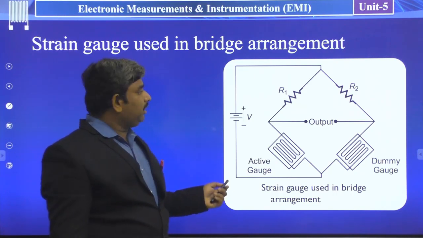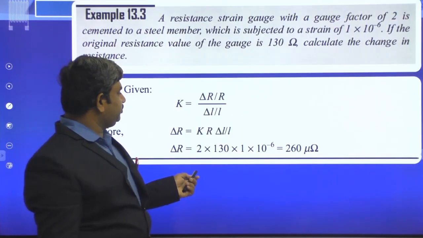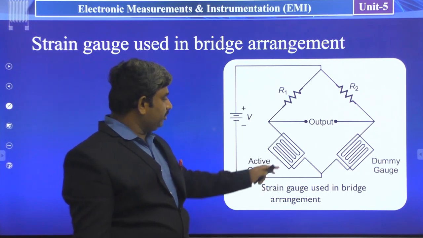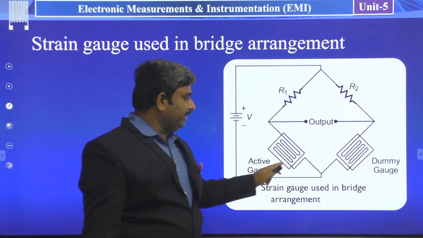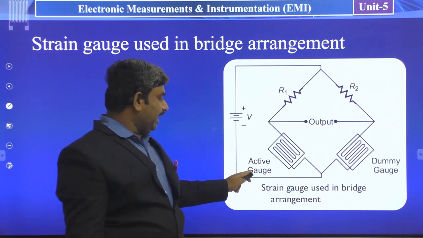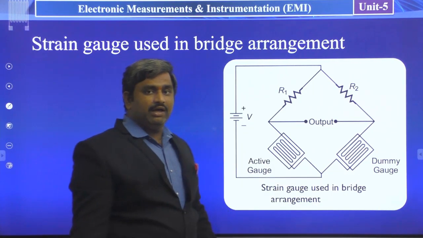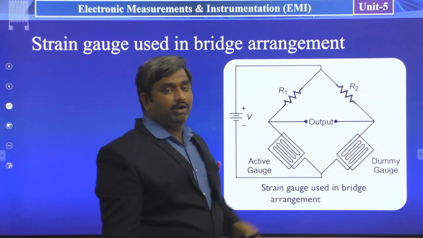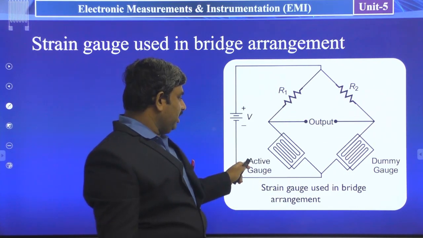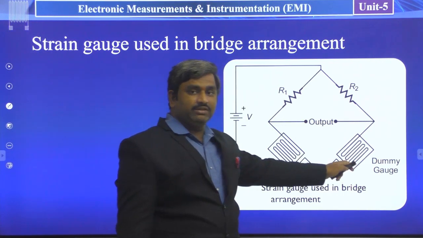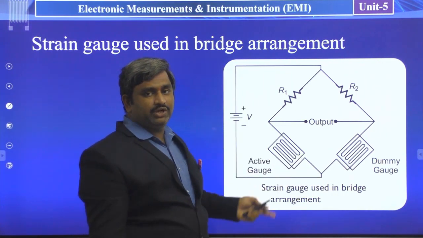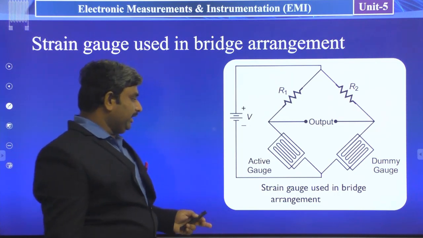So this is the strain gauge arrangement in a bridge circuit. Here we have placed 2 strain gauges. One is the active strain gauge, the second one is the dummy strain gauge. Here in the bridge we have R1 and R2, two resistances available: the active gauge and the dummy gauge. The dummy gauge we are taking for reference purposes. The active gauge is nothing but the original strain gauge we have taken.